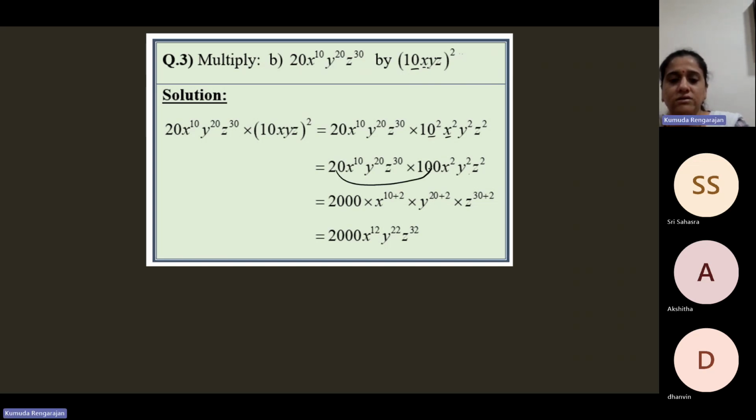Now 20 into 100 is 2000. Then how do you multiply x to the power 10 and x squared? 10 plus 2. Y to the power 20 and y squared? 20 plus 2. Z to the power 30 and z squared? 30 plus 2. So now 2000 x to the power 12. See, when there's no sign in the middle, it's multiplication. You shouldn't get confused as to how we got the multiplication sign. If there's no sign, it's multiplication.